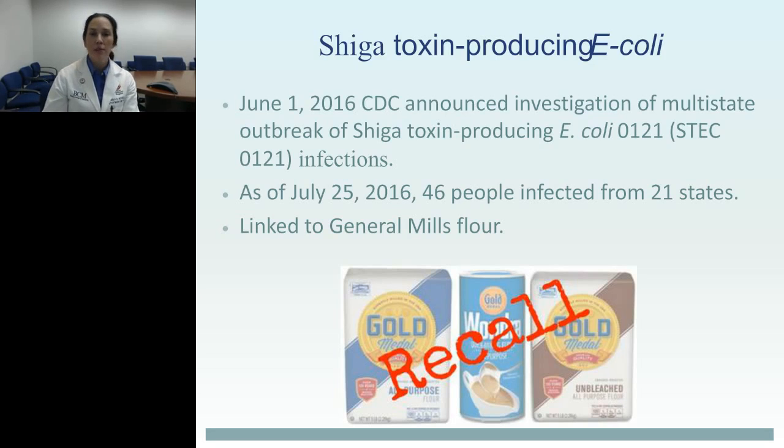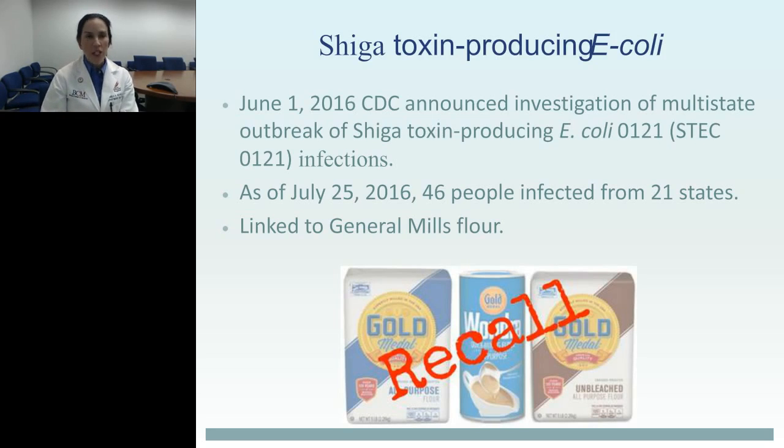So the most famous Shiga toxin-producing E. coli is the O157, and if you all think back to the Jack in the Box outbreak, where we actually saw fatalities associated with it when the meat was undercooked. This is another example of a Shiga toxin-producing E. coli. And as of July 25th, there have been 46 people that have been infected across 21 different states. So this is a national outbreak.